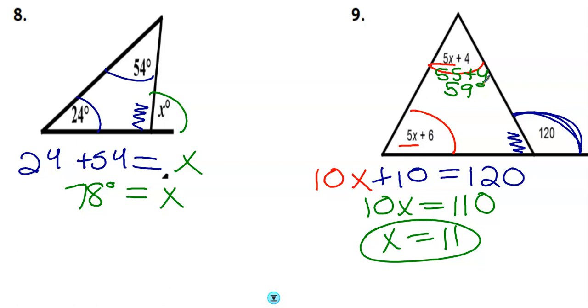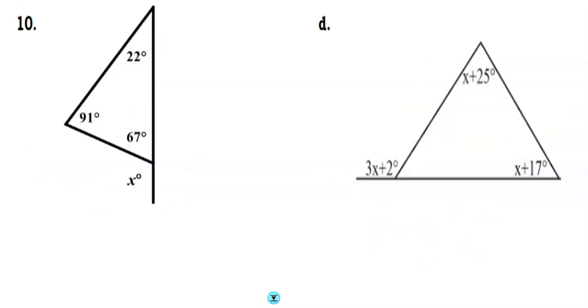5x plus 6 is 55 plus 6, and that's 61. And 61 degrees, and that should equal 120. So 59 plus 61, and that equals 120 degrees. So I found out what x was and plugged it back in and found out what those angles were worth. Okay? So that was my check.